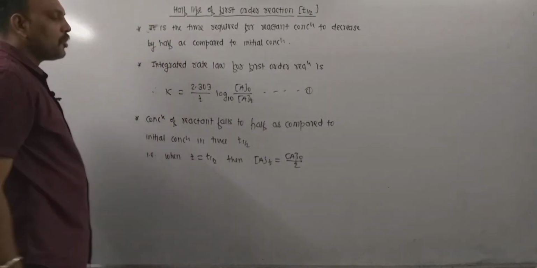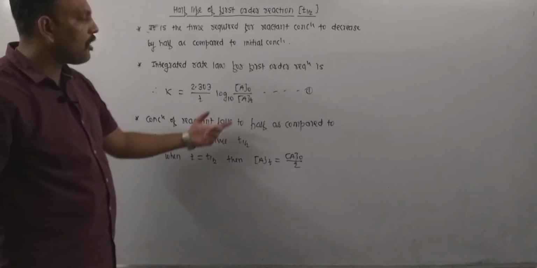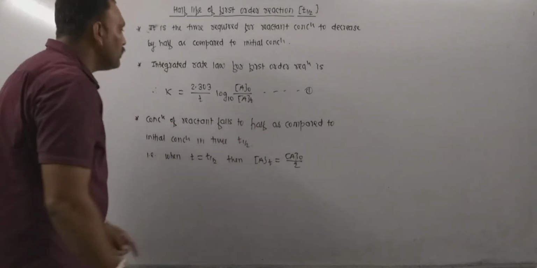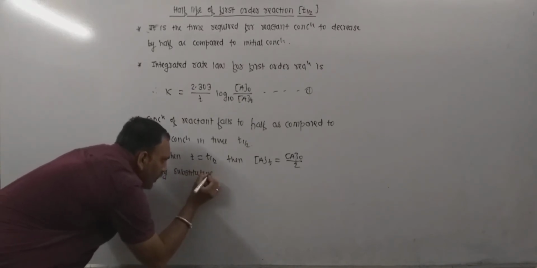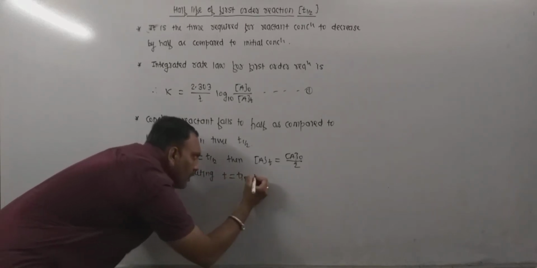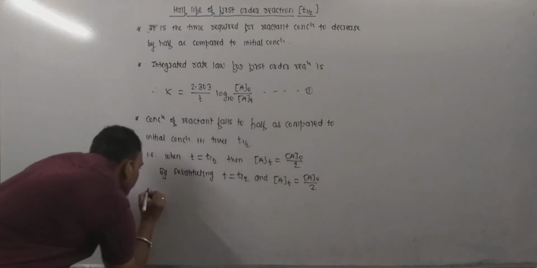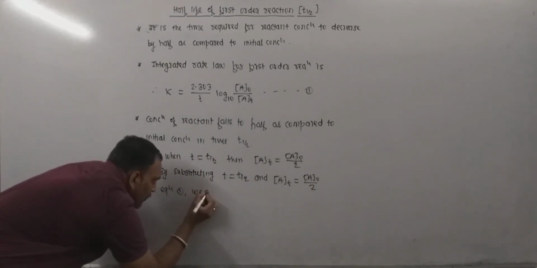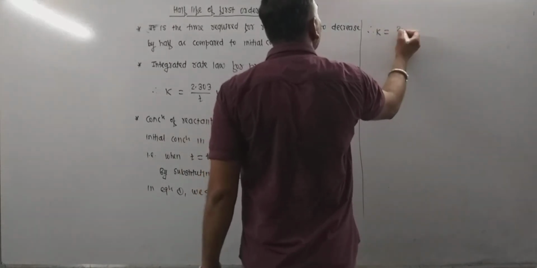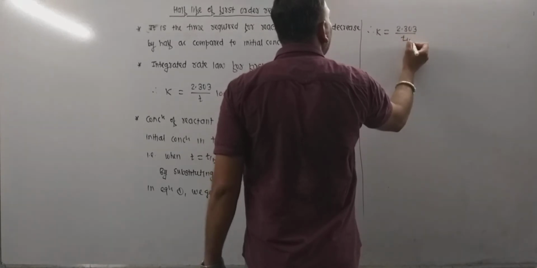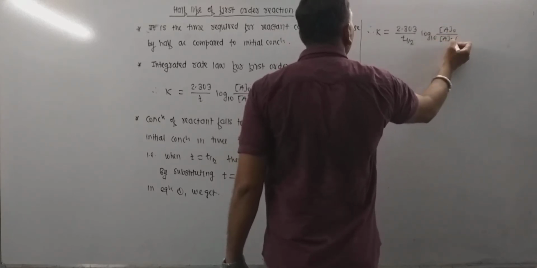So by substituting these values in equation 1, I mean instead of t we put t half, and instead of concentration of A t we put concentration of A naught by 2, the equation becomes: K is equal to 2.303 by t half log base 10 of concentration of A naught upon concentration of A naught by 2.